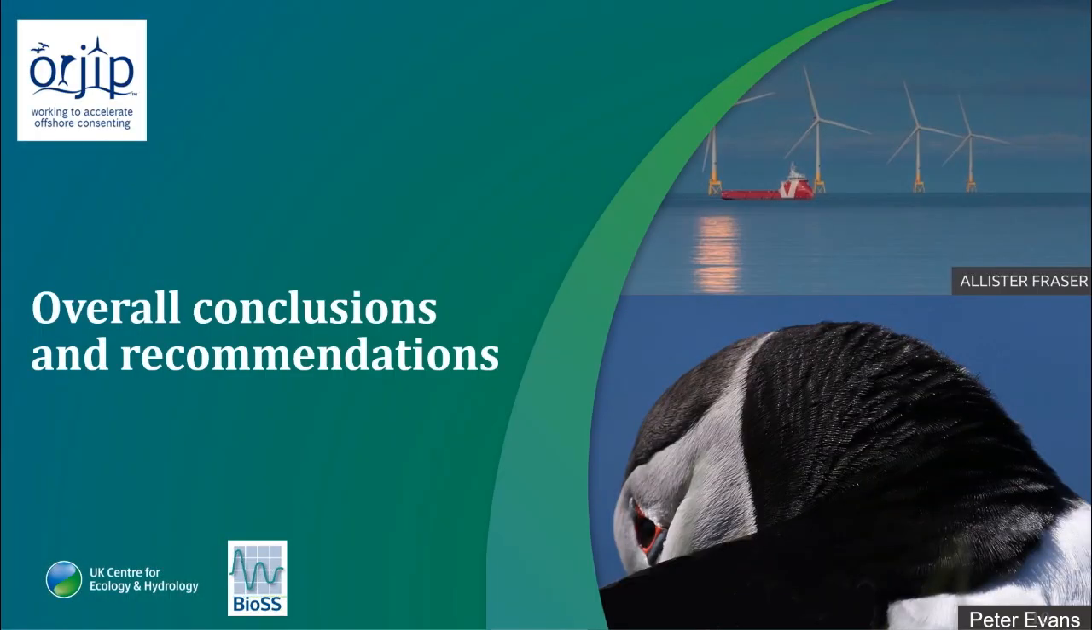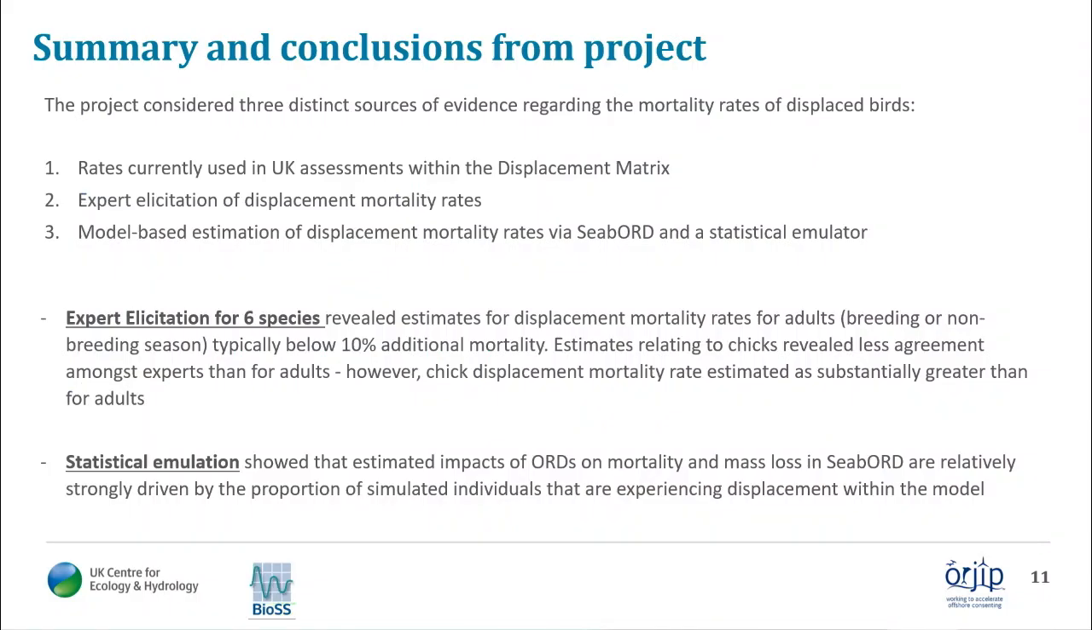In terms of the overall conclusions and recommendations, it considered three distinct sources of evidence regarding mortality rates of displaced birds: the rates currently used in assessments, the expert elicitation, and then the statistical emulator. The expert elicitation for 6 species revealed estimates of displacement mortality rates for adults in both breeding and non-breeding seasons that were typically below about 10% additional mortality, but the estimates relating to chicks were much less certain. There was much less agreement amongst experts than there was for adults, but there was generally consensus that chick displacement mortality rates were likely to be much greater than those for adults.